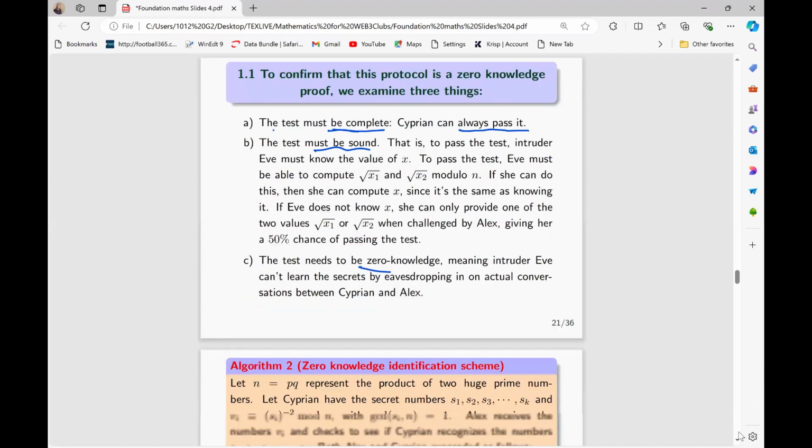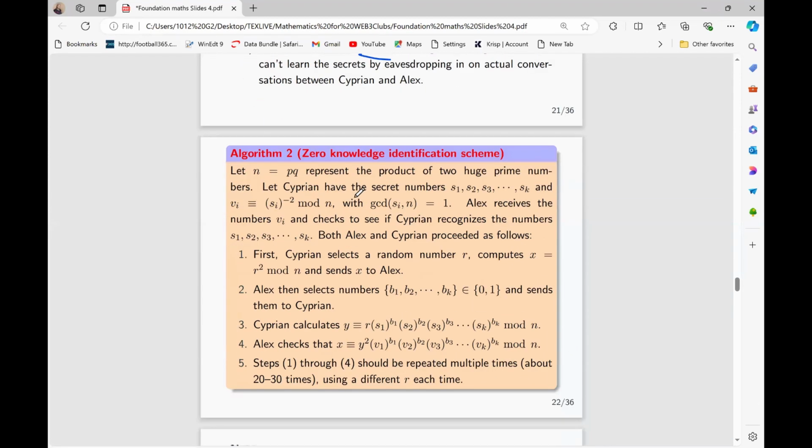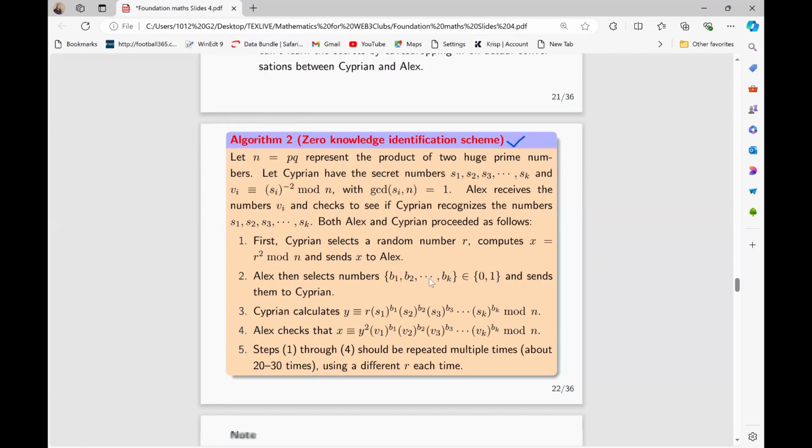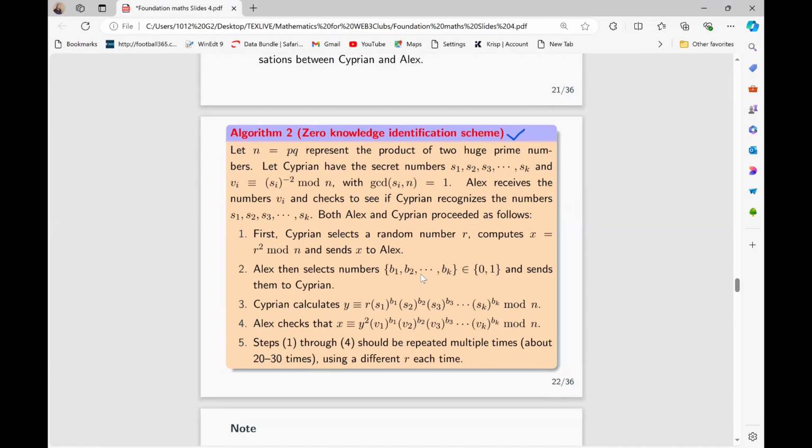Now, the example I wanted to look at is Algorithm 2, the zero knowledge identification scheme. This is an algorithm that uses two large prime numbers and then gets the product of those two prime numbers.